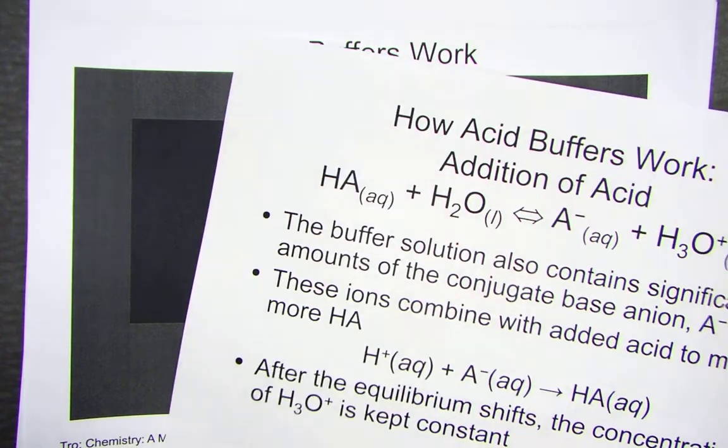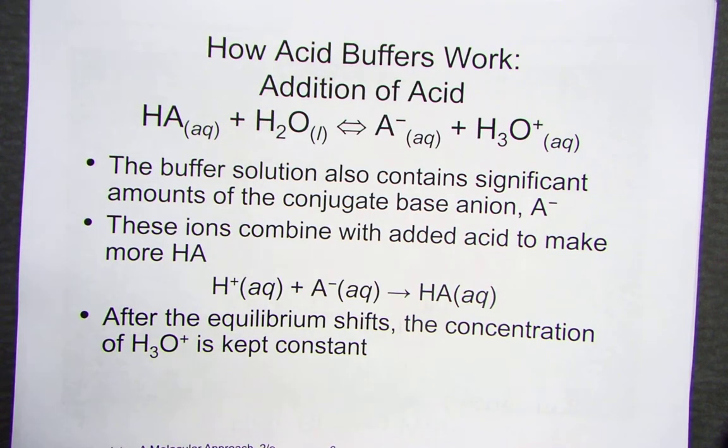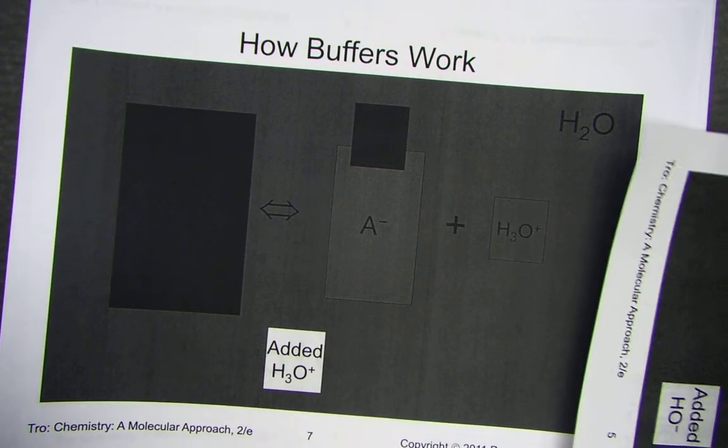to absorb excess water, excess base, or excess acid. The buffer solution also contains a significant amount of the conjugate base anion, A negative. If I add excess acid to the conjugate base, it will create more of the acid. The equilibrium shifts and the concentration of hydronium is kept constant. Acid-base conjugate pairs will swing back and forth just according to Le Chatelier's principle.